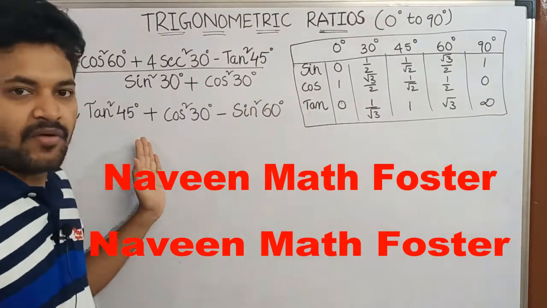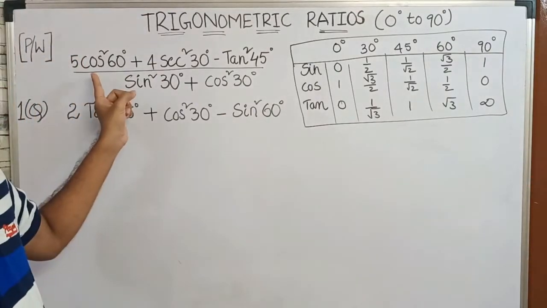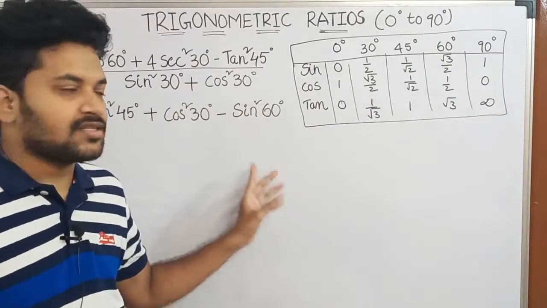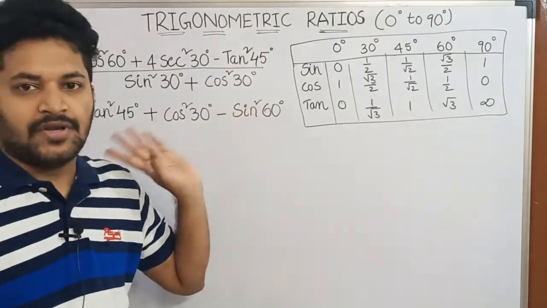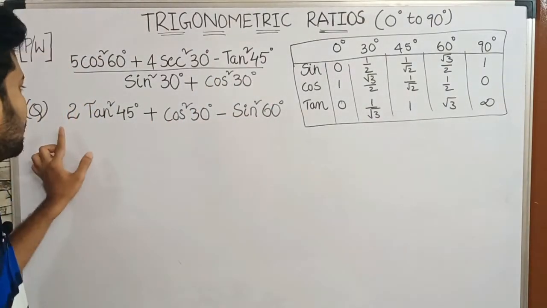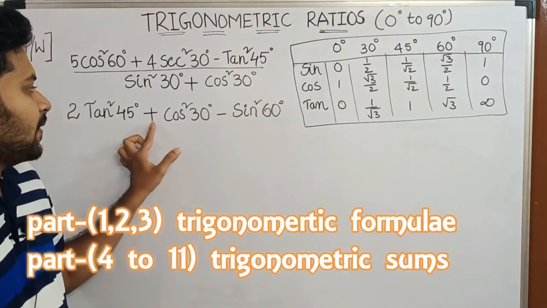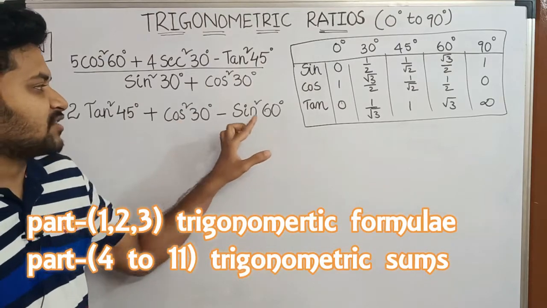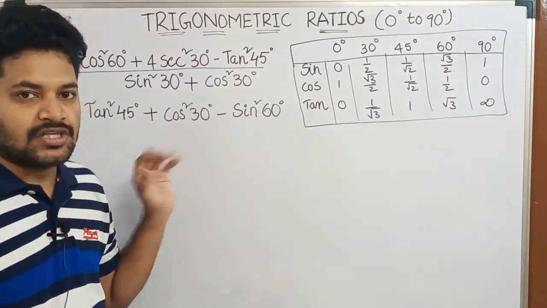So before saying the sum, I want to give you a practice work sum. After seeing some examples, you should do this one in your practice note. Let's start. 2 tan square 45 plus cos square 30 minus sin square 60. Evaluate. So this is our question.